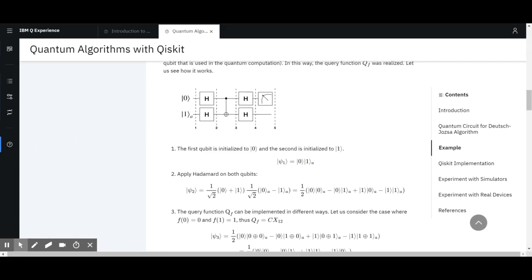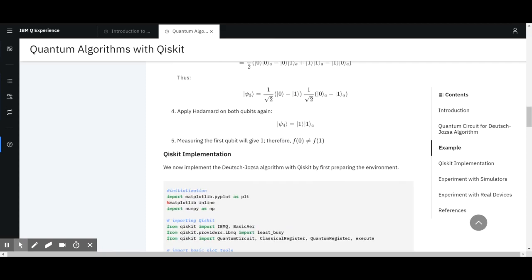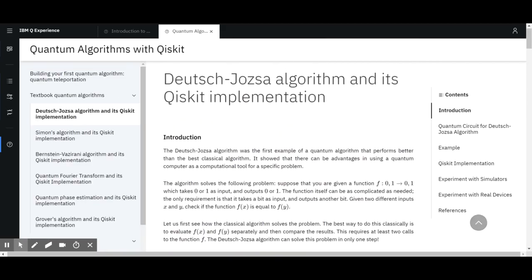So I see some maths in here, but some circuits as well. So I think that's going to be interesting. Let's get going.